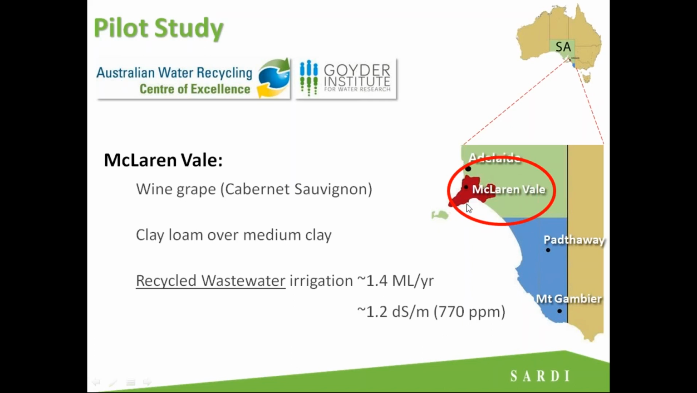And in this case, we were working with a red variety, Cabernet. It was a heavier soil, clay loam over medium clay, and the district was a recycled wastewater irrigation district that also had salts, but with upgrades to the Christies Beach and the Bolivar system, the water quality is far better now than it had been previously. It was only at 1.2 deciSiemens, so not quite as salty, and not quite as much water being applied either.